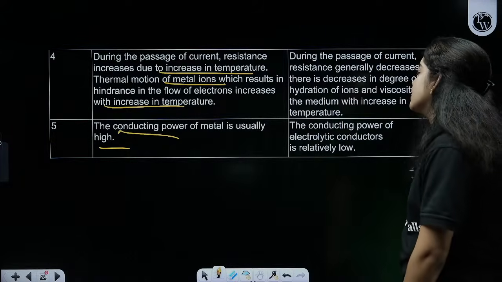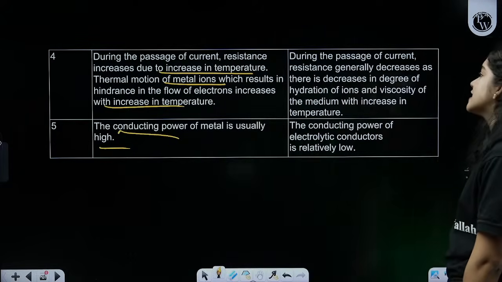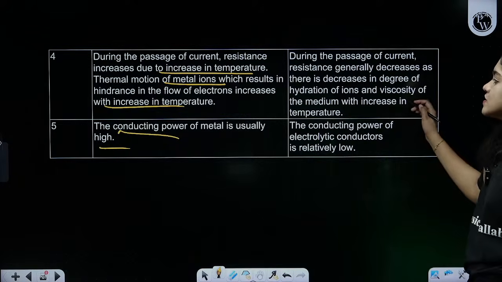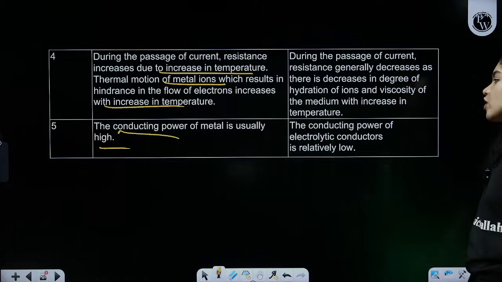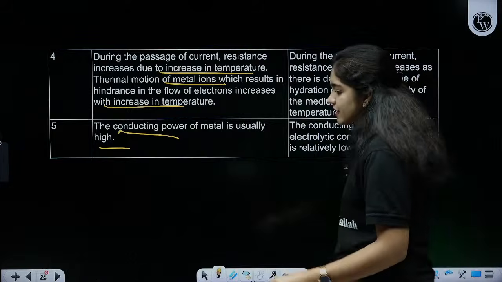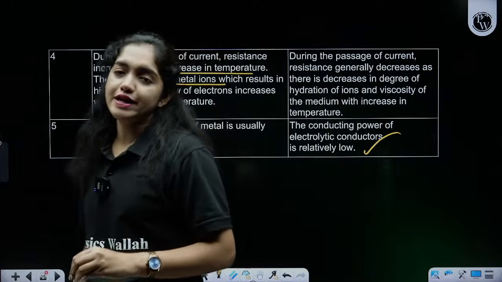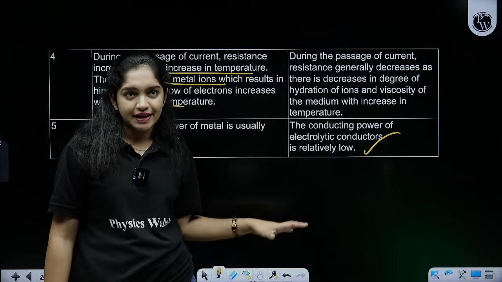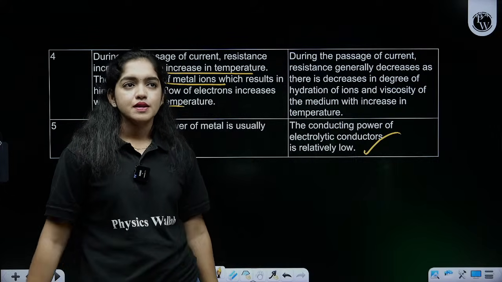Okay, the next one. During the passage of current, resistance generally decreases and there is a decrease in the degree of hydration of ions and viscosity of medium, and the conducting power of electrolytic conductors is relatively low. The conducting powers of electrolytic or ionic conductors are relatively low when compared to the metallic conductors. Okay, is that clear?